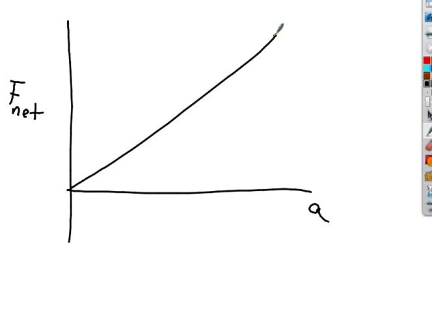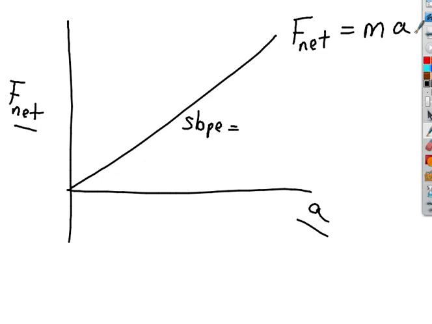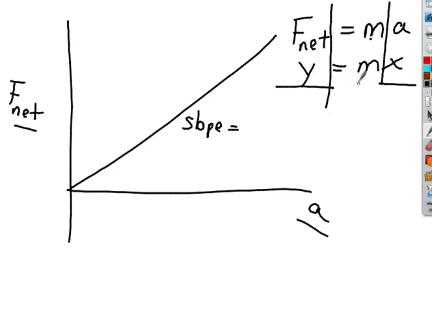And then the slope means something. Well, what does that mean? What would the slope mean if I have net force versus acceleration? Well, line it up with the line equation. Net force equals m times a. Y equals mx. Look at that. If net force is on the y-axis, if acceleration is on the x-axis, the slope would equal the mass. So if you find the slope of this line, you can find the mass. Okay? And that's it. And this would be considered the inertial mass.